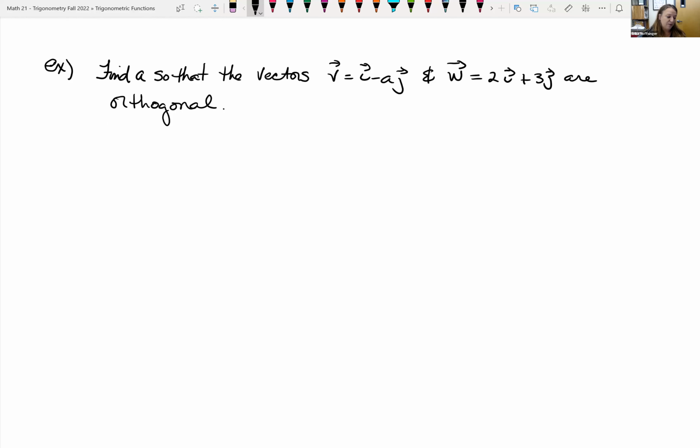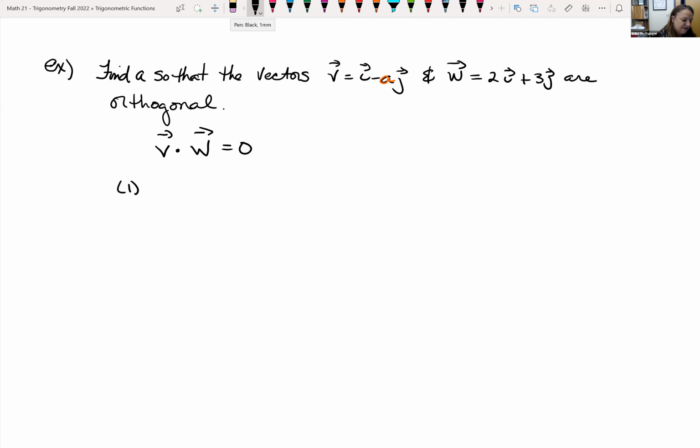So in our next example, we want to find the vectors so that these two vectors, V and W, are orthogonal. We're given that vector V is vector i minus a vector j, and we have the vector W, which is equal to 2 vector i plus 3 vector j. We need to figure out what a is in order to make this vector orthogonal. If they're orthogonal, we know that when we take the dot product of the two, we're going to get back zero.